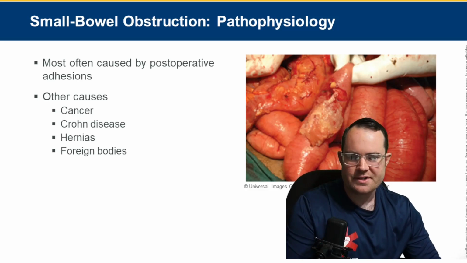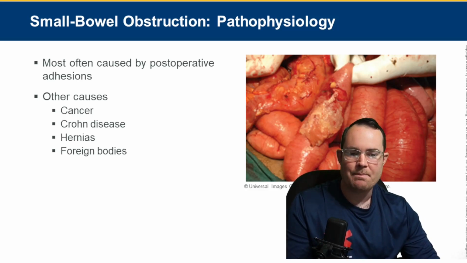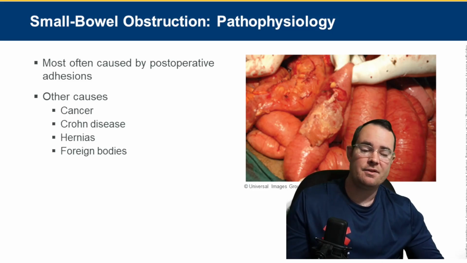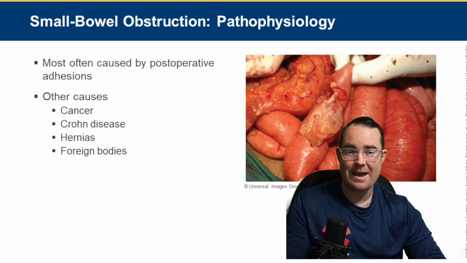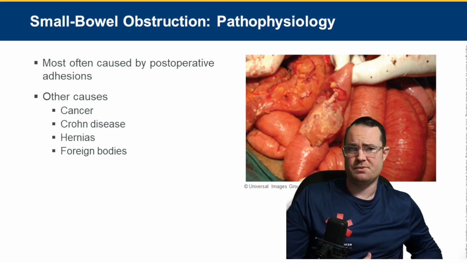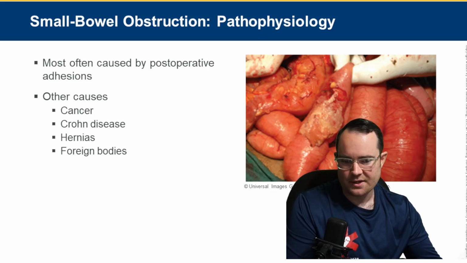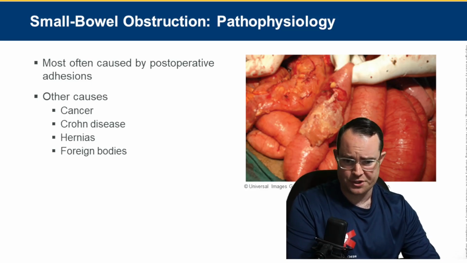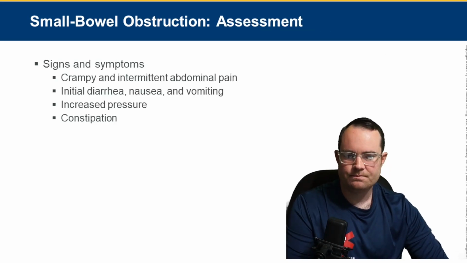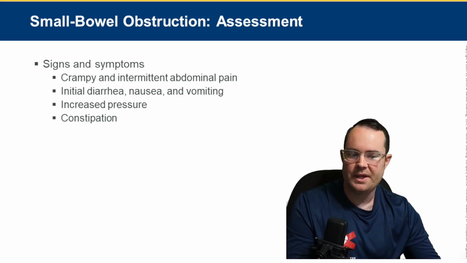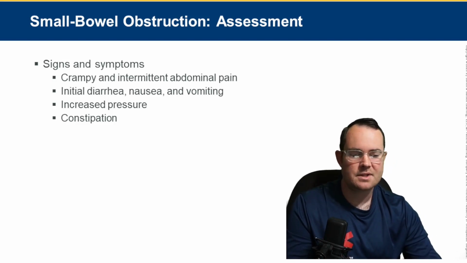Small bowel obstruction, it says, is most often caused by post-operative adhesions. So maybe somebody who had some sort of surgery in their GI tract now might have an adhesion or some sort of scarring that's occurring in their GI tract, and that can cause a small bowel obstruction. Okay, some signs and symptoms: intermittent abdominal pain, diarrhea, nausea, vomiting. It could even lead up to constipation.